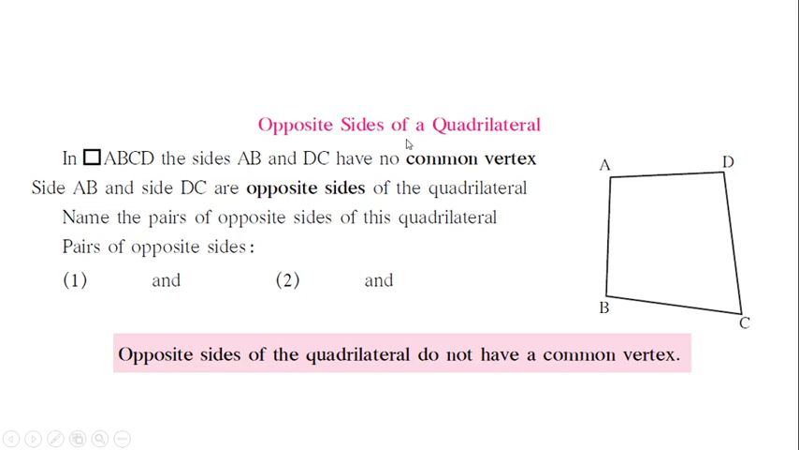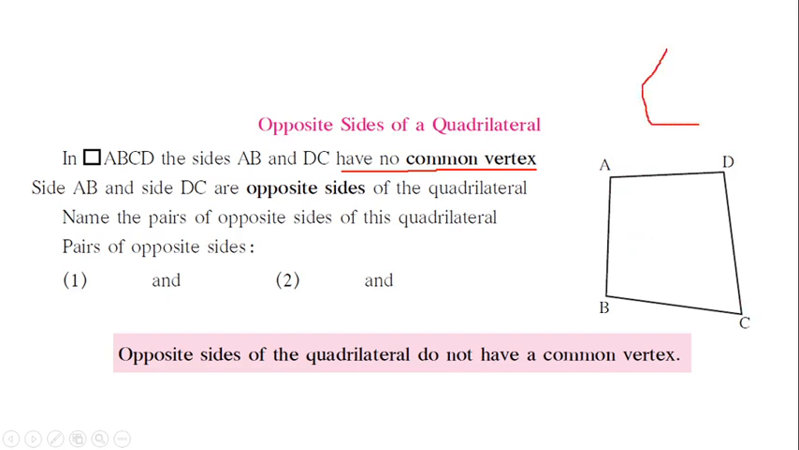Opposite sides of a quadrilateral. In quadrilateral ABCD, the sides AB and DC have a common vertex. Side AB and side DC are opposite sides of the quadrilateral. Side AB and side DC. Yes, AB and DC have, sorry, I said it wrong. It has no common vertex. Okay, sorry for that. It has no common vertex. So no common vertex means this side AB and side DC are not touching each other. So that means they are opposite to each other.